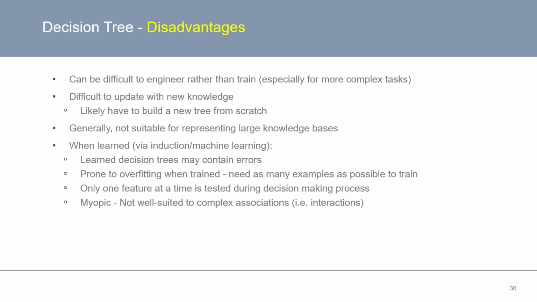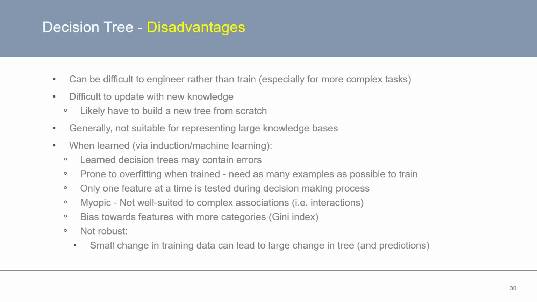the algorithm being considered myopic and not well suited to capturing complex associations in data, such as feature interactions or epistasis. Decision trees also tend to be biased towards features with more categories, in particular when using the Gini index for machine learning to train trees.